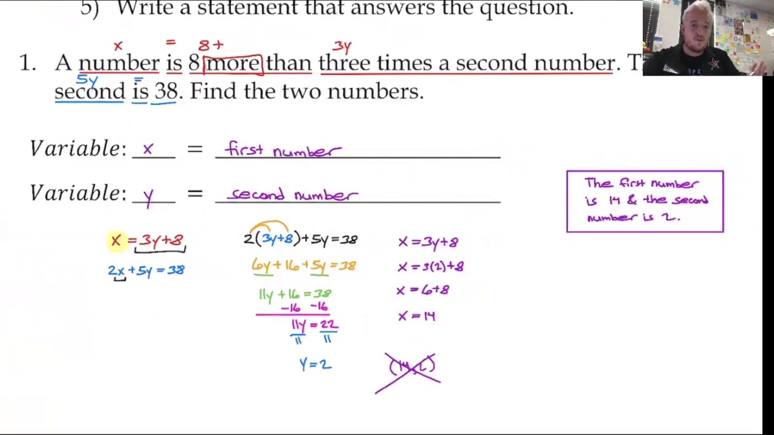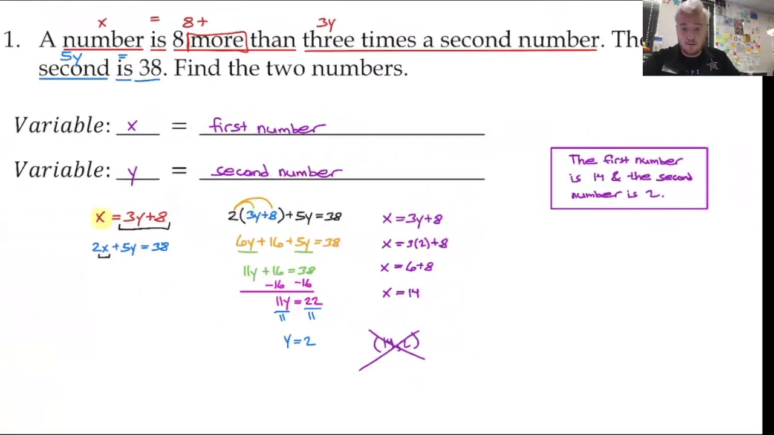So be careful with the order of your answer here. If you're saying the first number is 2 and the second number is 14, based on the setup, it could be wrong. So you also have to be very specific with what number goes to what value.